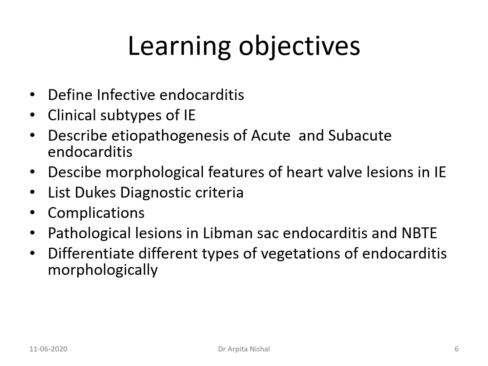with the learning objectives of today's session, we will define what infective endocarditis is, describe the clinical subtypes of infective endocarditis, and the etiopathogenesis of acute and subacute endocarditis. We will describe the morphological features of heart valve lesions in endocarditis, list the Duke's diagnostic criteria and complications of IE. We will also see pathologic lesions in other endocarditis such as Libman-Sacks and non-bacterial thrombotic endocarditis, and we will differentiate the different types of vegetation in these endocarditis morphologically.